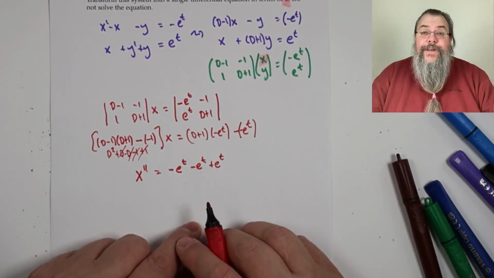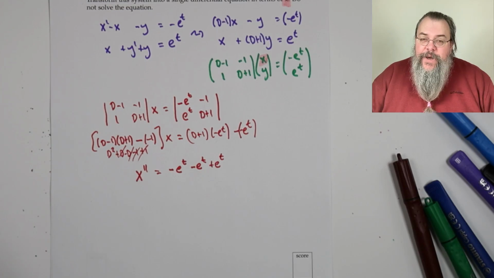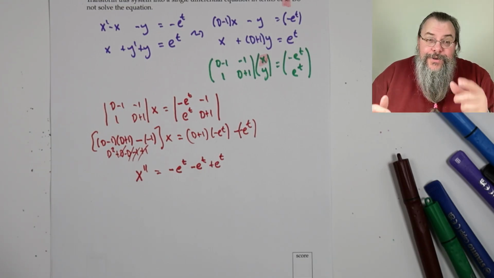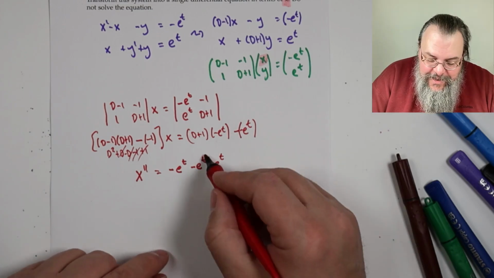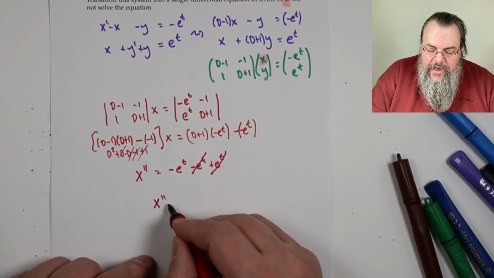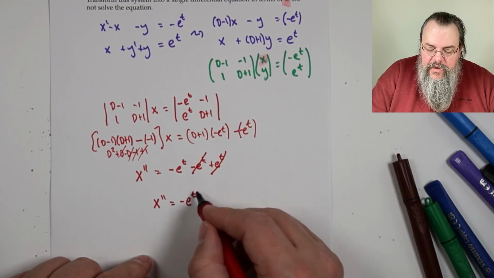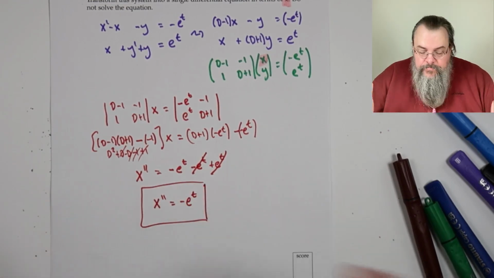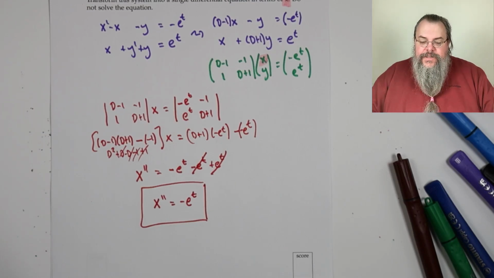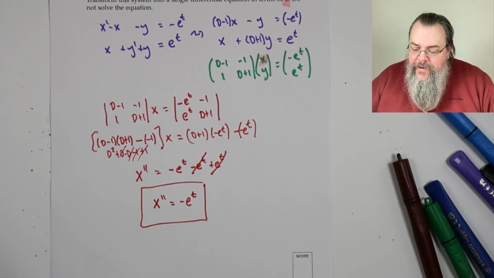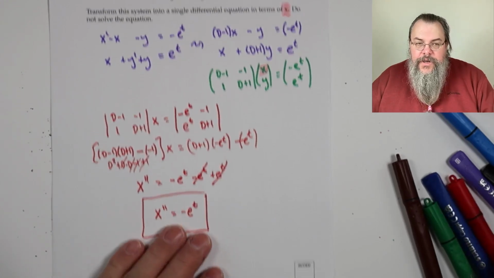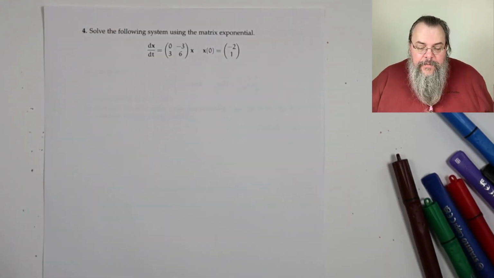Check yourself. As the great philosophers of mathematics would say, you should check yourself before you wreck yourself. Those cancel. So our final equation, x double prime, is minus e to the t. Wow, that's pretty clean. That's nice. That's great. We love answers which are very clean. All right, well, good. Let's keep moving along.